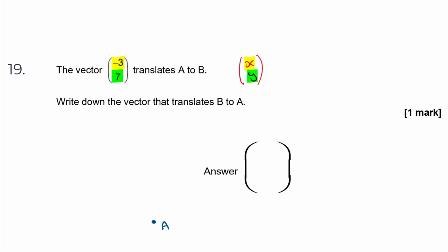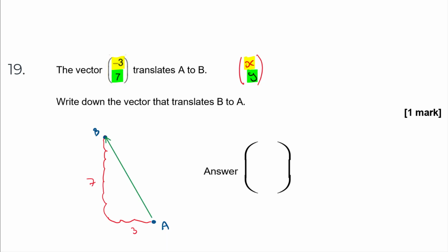To get from A to B, I would be going 3 units in the opposite direction of x, so like 1, 2, 3 in that direction, and then 7 units up. 1, 2, 3, 4, 5, 6, 7. So that would be my point up there, B. Okay, so I'd be going 3 to the left and I'd be going 7 up. And then that is my vector. Let me just draw that on.